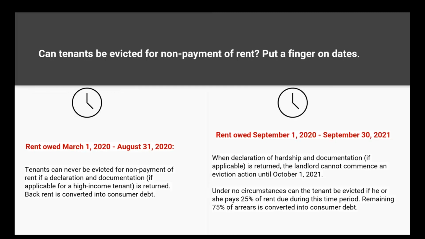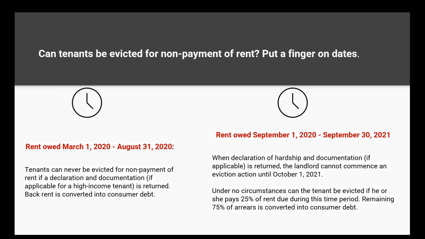Now, very important slide. Can tenants be evicted for non-payment of rent? I want you to look at the left hand of the slide. Rent owed between March 1st and August 31st, 2020. If a tenant has filled out a hardship document indicating that they've been impacted by COVID-related distress, they cannot be evicted for non-payment of rent.